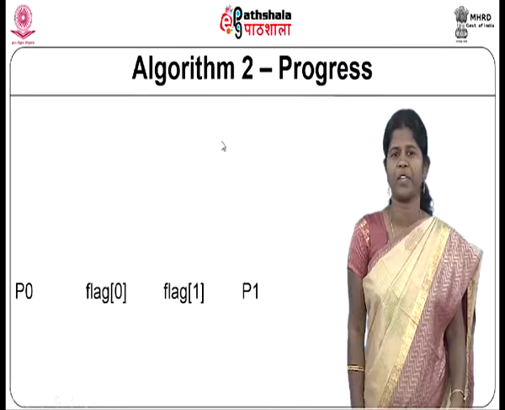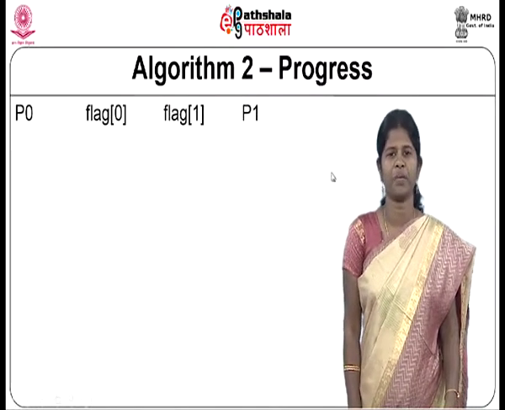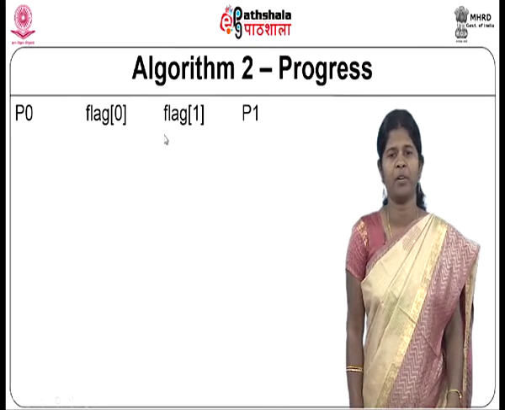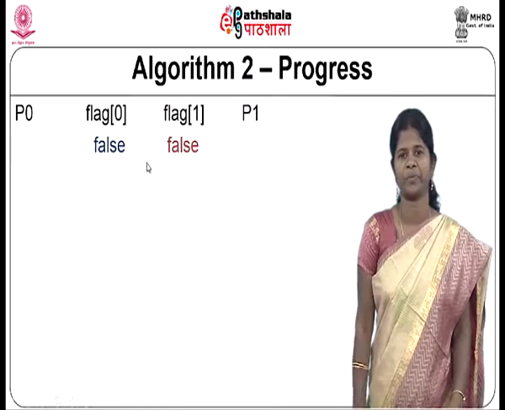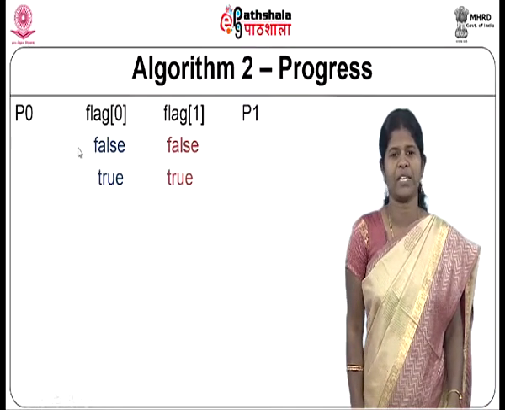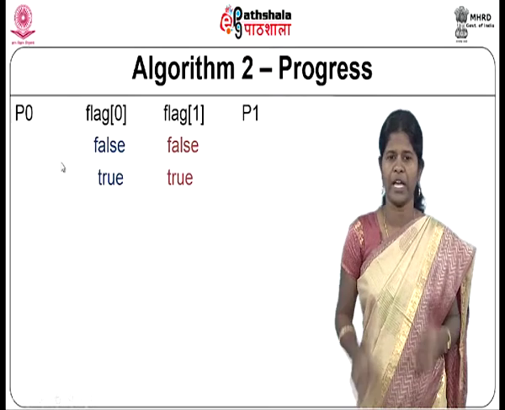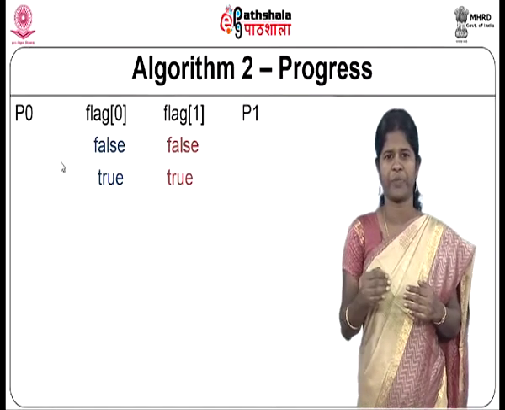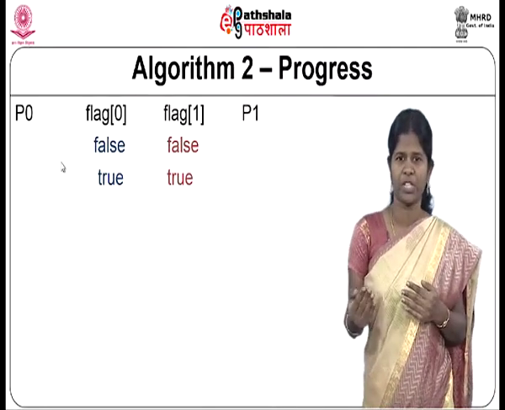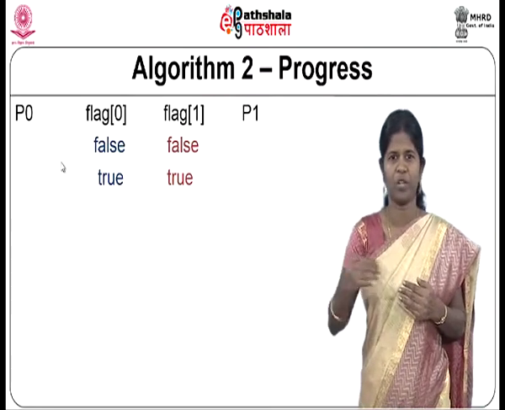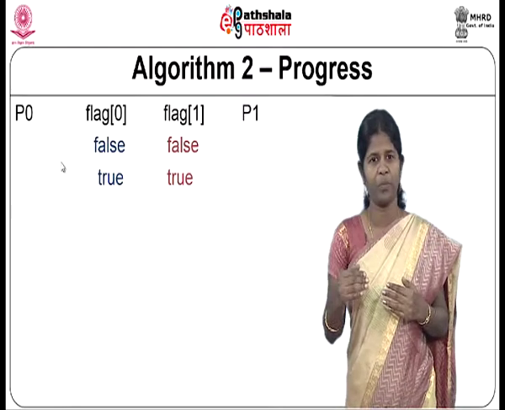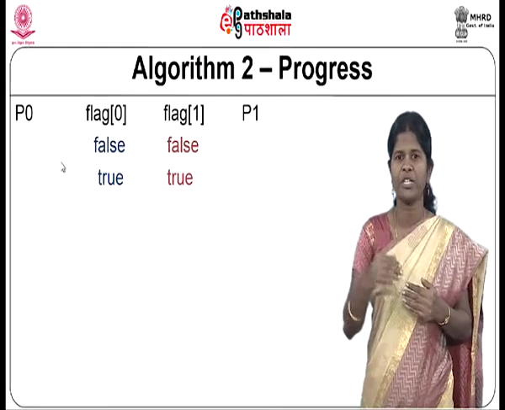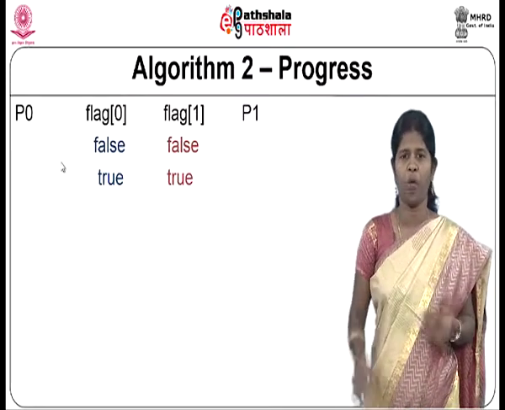So, you have again two processes P0 and P1, and you have flag of 0 and flag of 1, both initially set to false. And now, both the processes want to enter the critical section. First say P0 gets the CPU and it sets flag of 0 equal to true, and immediately say there is a context switch, and P1 takes the CPU. P1 also wants to enter the critical section, P1 is in the entry section, so P1 also sets flag of 1 to true. Now what happens?